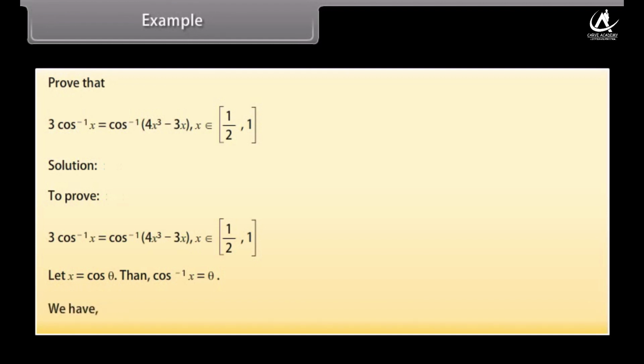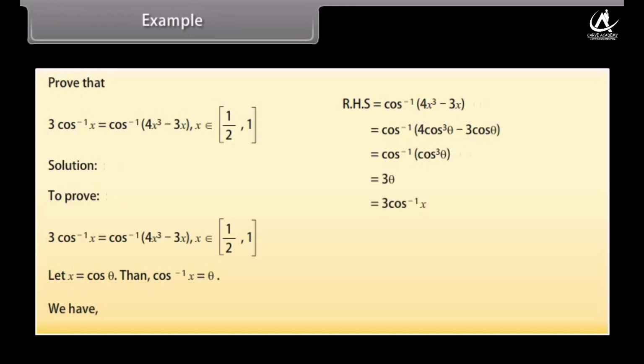We have the right hand side equal to cos inverse of 4x cube minus 3x, which is equal to cos inverse of 4 cos cube theta minus 3 cos theta, which is equal to cos inverse of cos 3 theta, which is equal to 3 theta, which is equal to 3 cos inverse x, which is equal to the left hand side. Hence, 3 cos inverse x is equal to cos inverse of 4x cube minus 3x, x belongs to [1 by 2, 1].